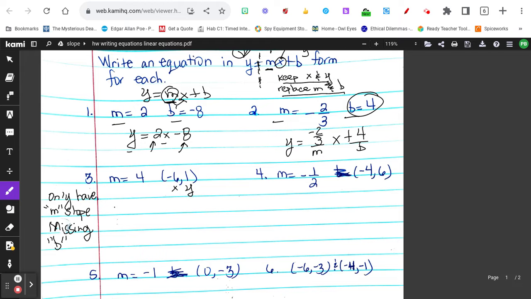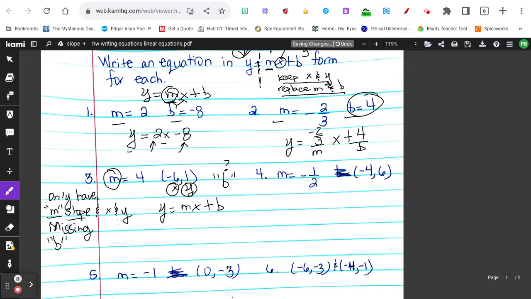Every ordered pair consists of an x-coordinate and y-coordinate. So what I do have is I have the slope, and I actually have an x and a y. Well, in this particular case, I'm going to write down the slope intercept form, and I'm going to replace everything that I can. I'm going to replace m, I'm going to replace x, I'm going to replace y. And the only variable that will be left that I need to find is b.